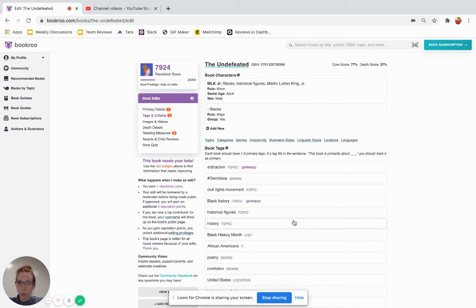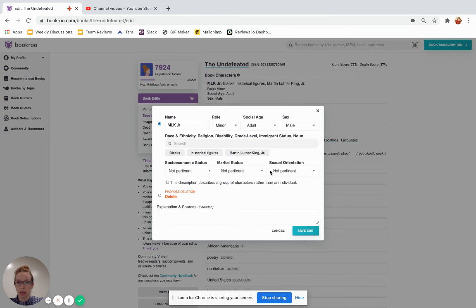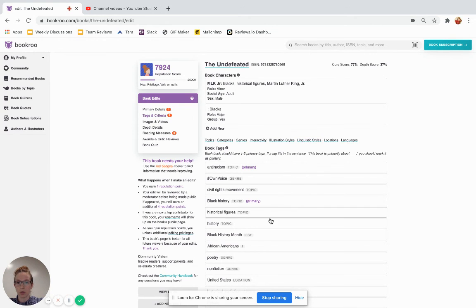For The Undefeated, we wouldn't want to use Martin Luther King Jr. as a topic tag because the book isn't about him, it just happens to feature him, which is where we use it up here. But if this were a picture book biography about Martin Luther King Jr., you'd want to create a character tag for him, and this would be major if he was the protagonist. And then since it's about him, you would also add this as a book tag down here, a book topic tag.